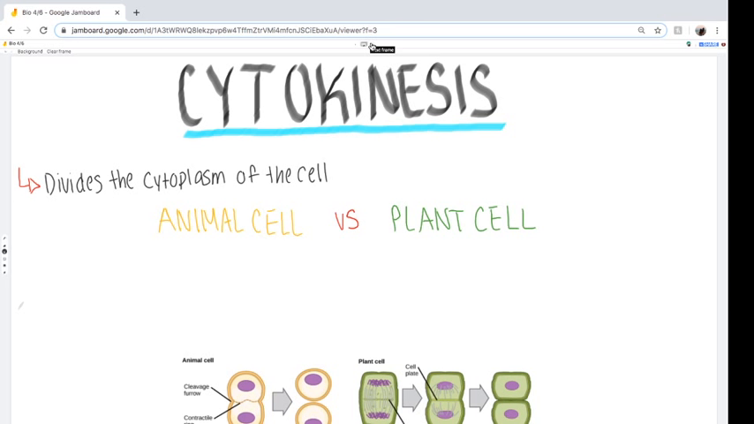So cytokinesis is kind of different because it depends on whether the cell is an animal cell or a plant cell. So let's look at the differences between them. In an animal cell, a cleavage furrow forms in the middle of the cell as the cytoplasm pinches inward and the two daughter cells separate from each other. So one of the unique features that animal cells have in cytokinesis is that a cleavage furrow forms.